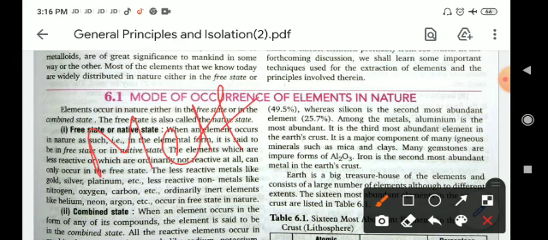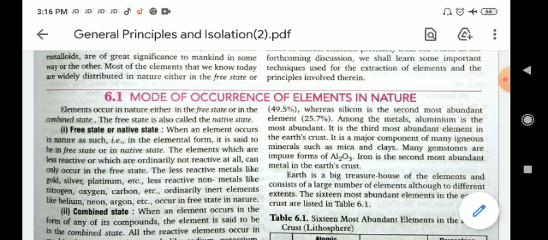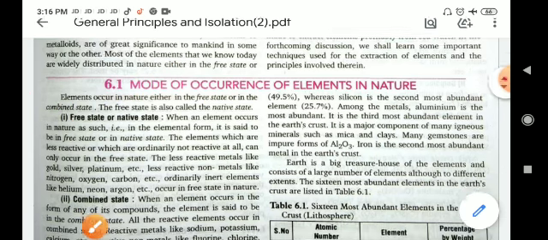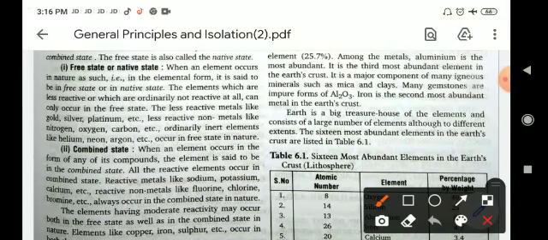Okay, so to start the extraction, firstly we have to know what the elements are and in which condition they exist in nature. So, mode of occurrence of elements in nature. Elements occur either in the free state or in the combined state in nature. The free state is also called the native state of the elements.